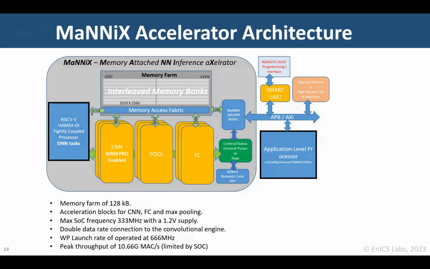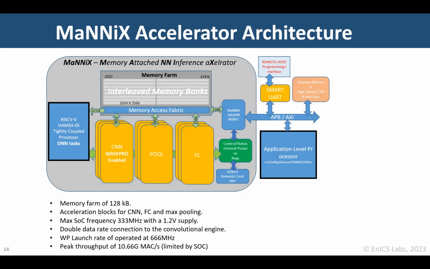Okay, so how is this integrated into an accelerator? In our next generation chip, we have developed an infrastructure for hardware acceleration. We call it MaNNiX, Memory Attached Neural Network Inference Accelerator. It's targeting inference, and it's a test chip, so everything is scaled down, but essentially it has an on-chip interleaved memory with a wide bandwidth to the accelerator. And we have 3 types of accelerators.